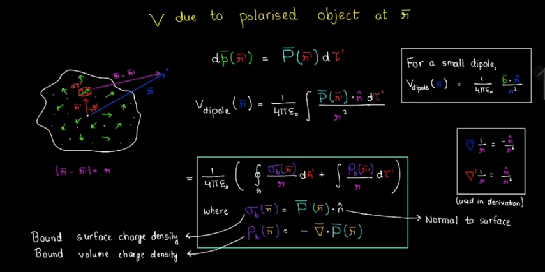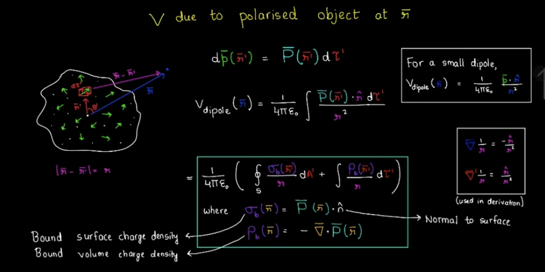So we've introduced two new functions here: sigma b and rho b. Sigma b is nothing but the bound surface charge density, and rho b is nothing but the bound volume charge density. You could look at the derivation yourself, that is none of our concern. During the derivation, we used the second one primarily.